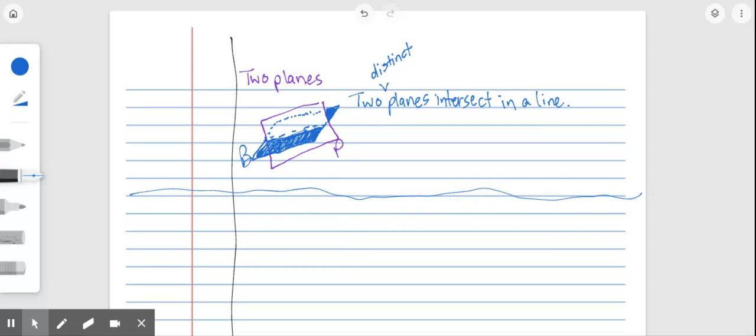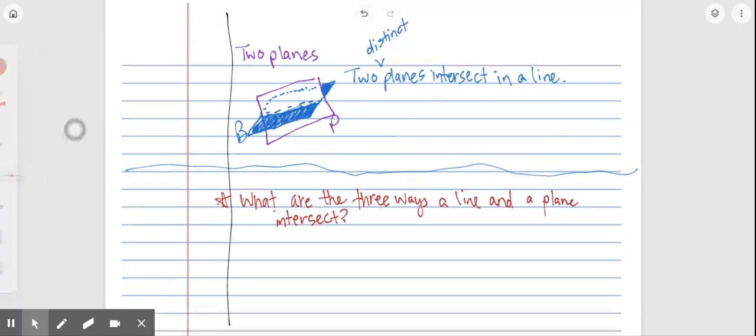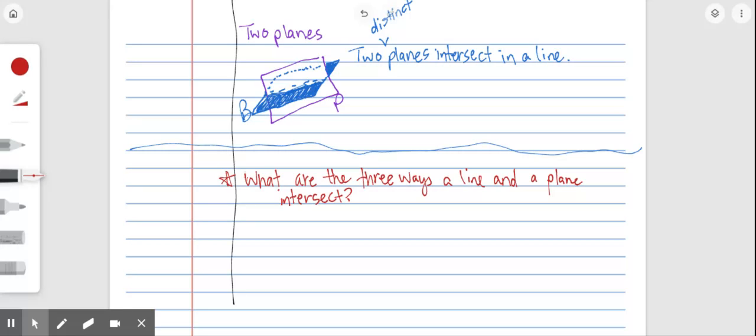Okay, so then I'm going to do two try-its for you. I want you to think about these two. All right, so I said two, I meant three. So it's what are the three ways that a line and a plane can intersect? So take a few minutes, pause the video, draw yourself some diagrams, see how a line might intersect with a plane. So take a minute, pause the video, draw the three different ways that a line will intersect with a plane.